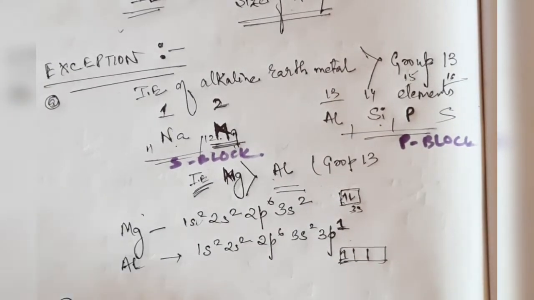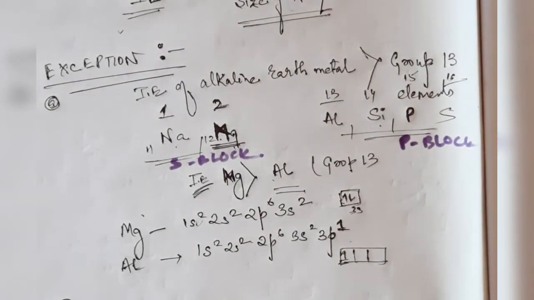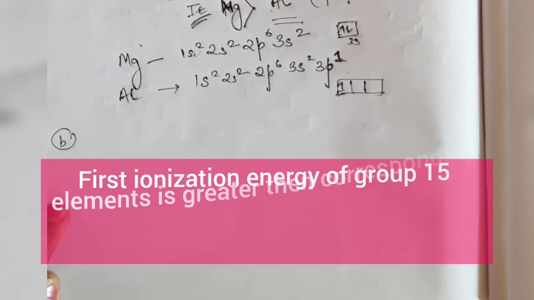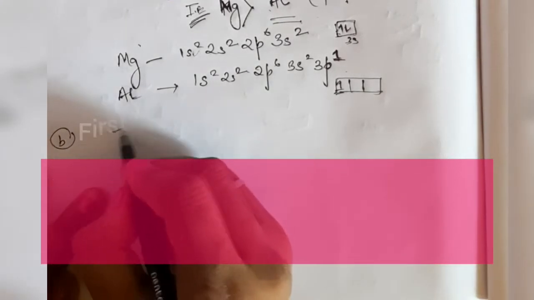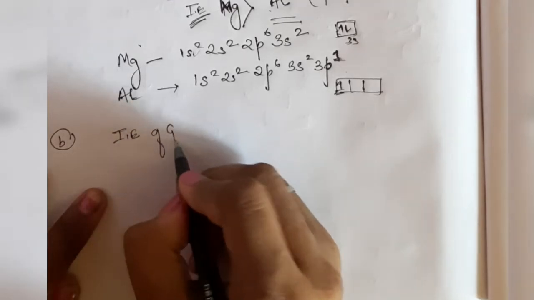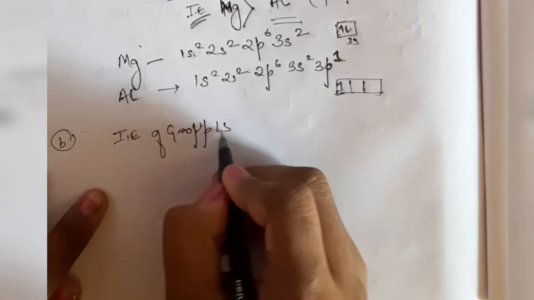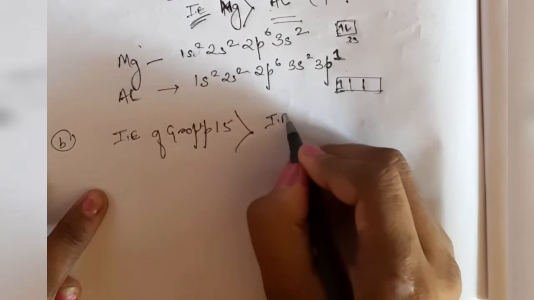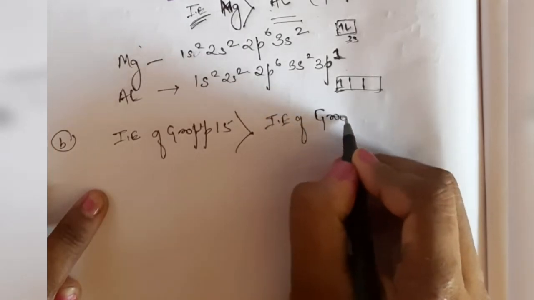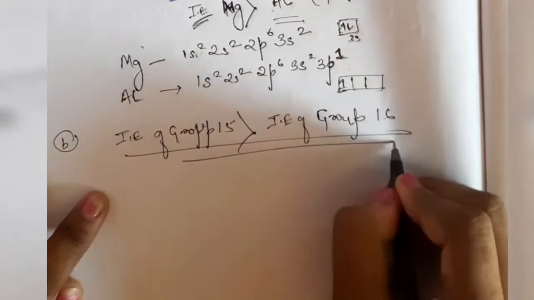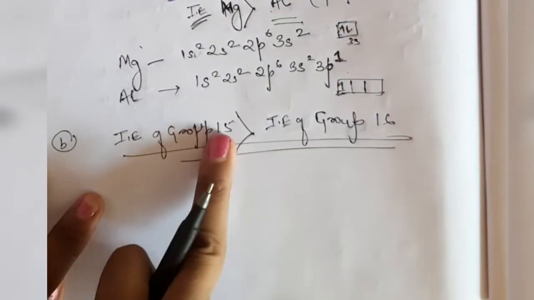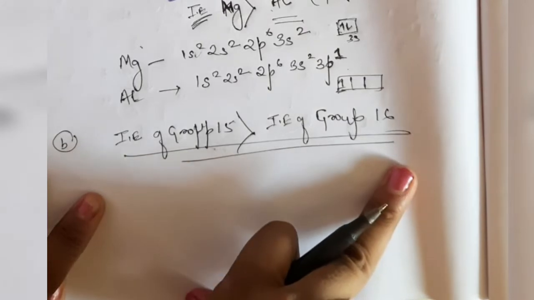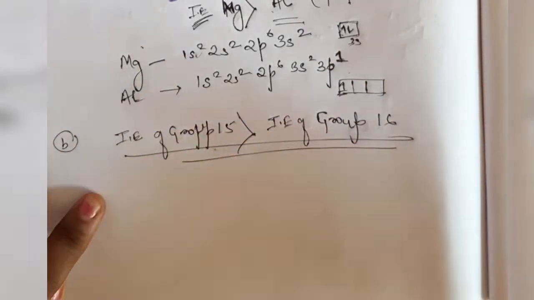Okay, go to B. What is the second exception? The first ionization energy of group 15 elements is greater than that of the corresponding elements of group 16. But as we know, as we go across a period, from 15 to 16 the size is decreasing, and hence ionization energy should increase.